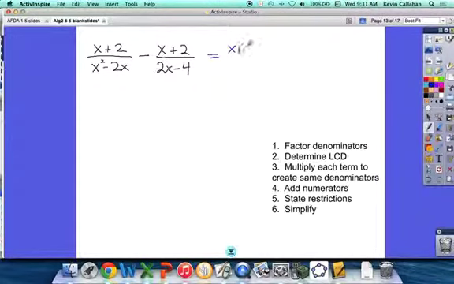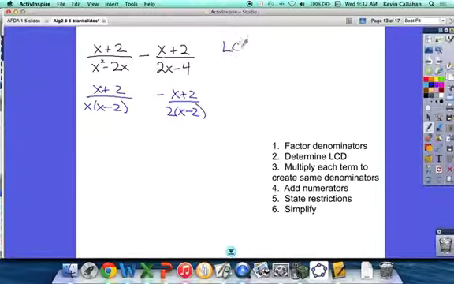No. X plus 2 over x times x minus 2 minus... let me do this. Okay, it doesn't matter. No, I don't like doing it there. X plus 2 times x minus 2. Okay, I'm going to leave space in case I have to multiply, minus x plus 2 divided by 2 times x minus 2.